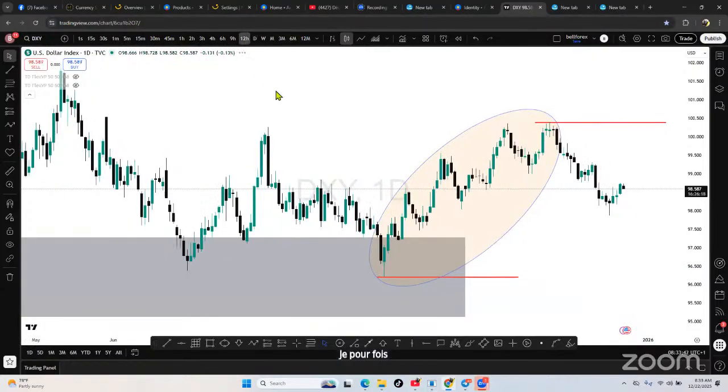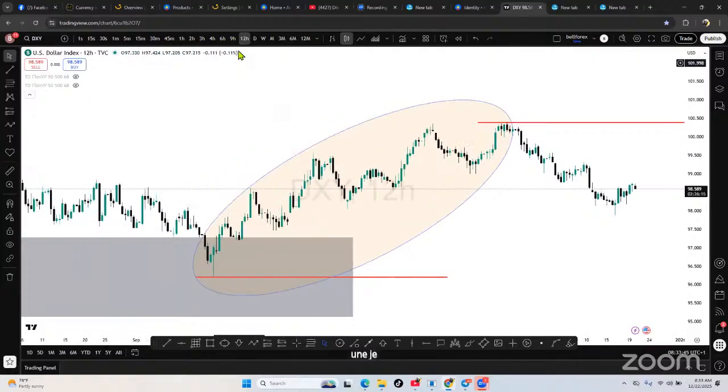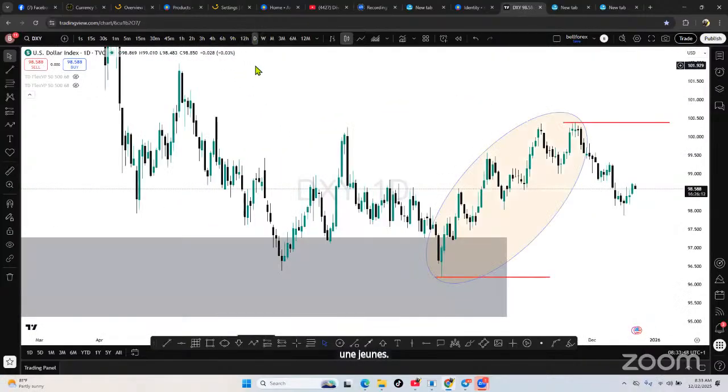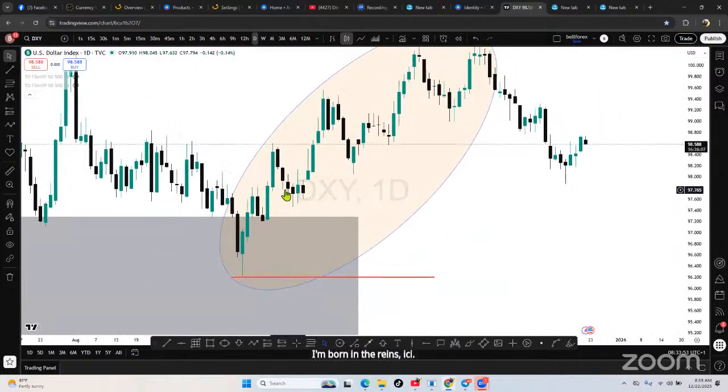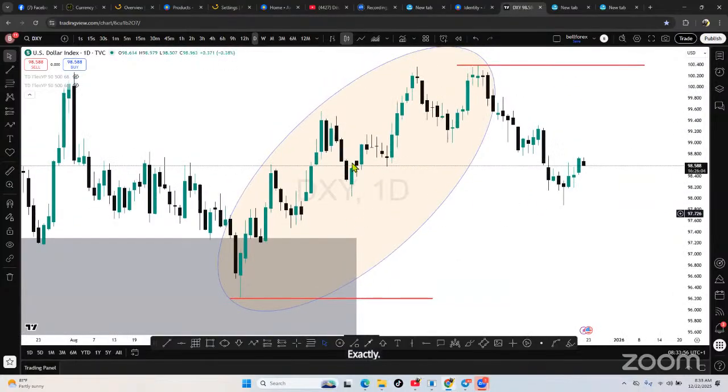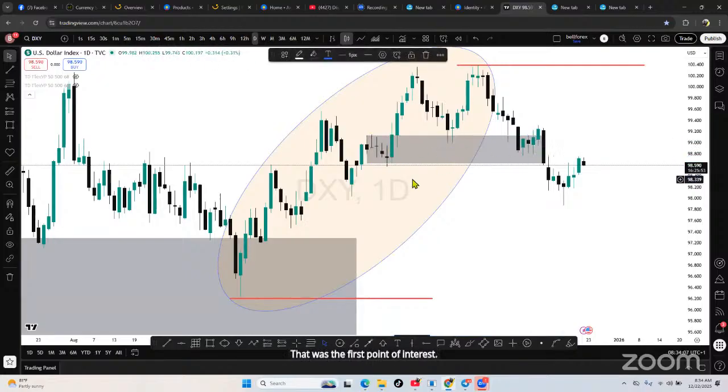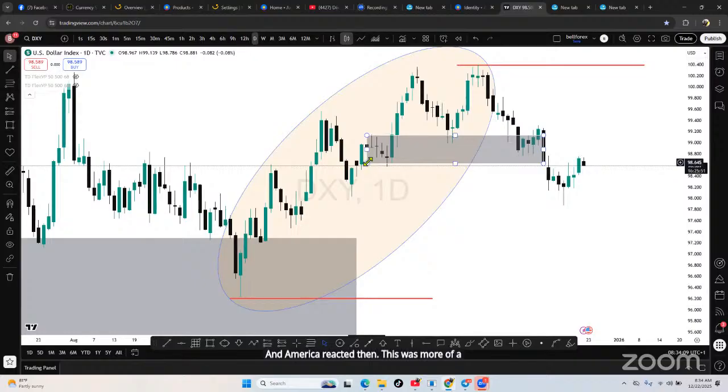Déjà, je peux regarder sur le graphique de une journée, et je vois bien clair un point d'intérêt ici qui est clé. À première vue, on a eu deux points. For a first view, we saw this price level here. That was the first point of interest, and the market reacted there. This was more of a falling tree method. Donc, c'est un schéma de continuation. On l'appelle the falling tree method. So it's a continuation pattern where a retracement goes on with a lot of difficulties.